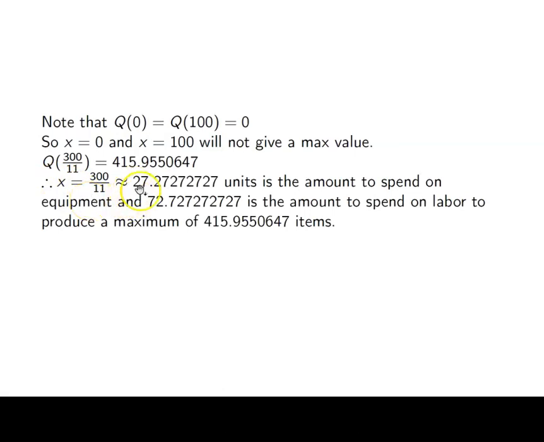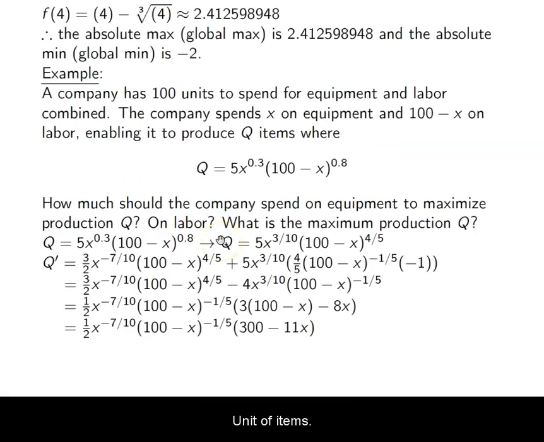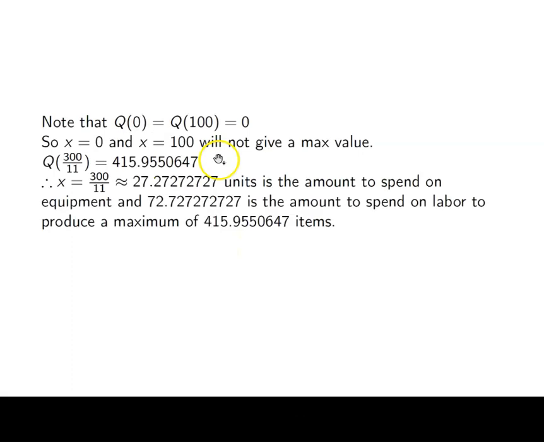right? So here, this is around 27.27272727 units of money that I'll be spending on equipment, and 72.7272727272 is the amount that I spend on labor. And when I spend this much on equipment and the remaining on labor, I'm able to produce the maximum amount of units, okay, of items, sorry, which is 415.9 items.